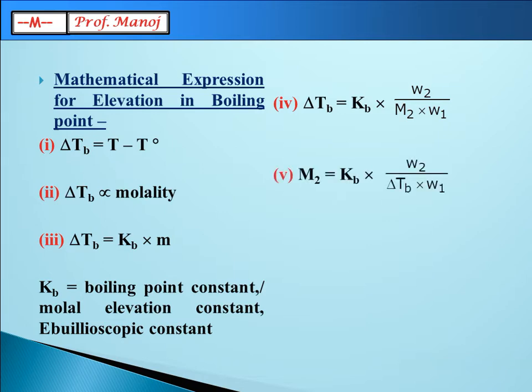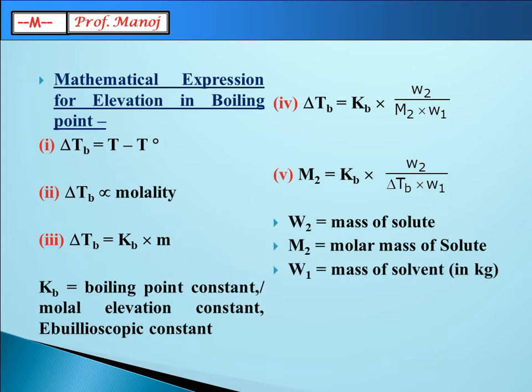Cross multiplying and making M2 as the subject of equation, we get equation number 5. Still, we recap the terms again. W2 is the mass of solute, M2 is the molar mass of solute, W1 is the mass of solvent. We have completed here the second colligative property, elevation in boiling point.